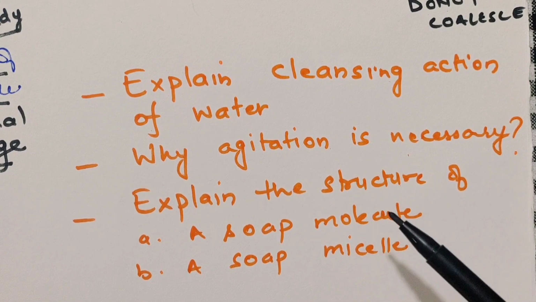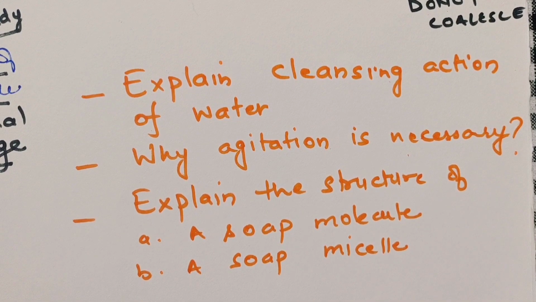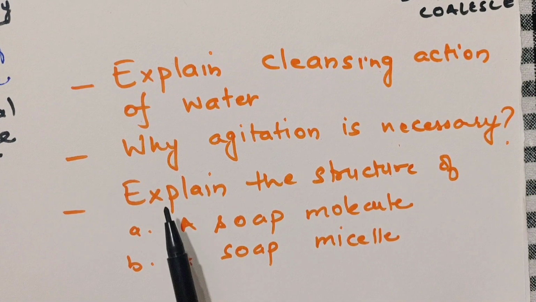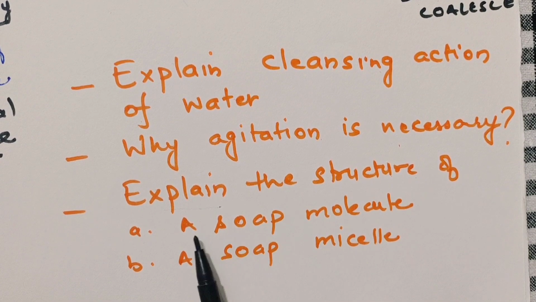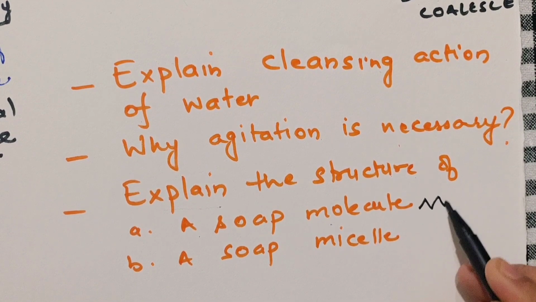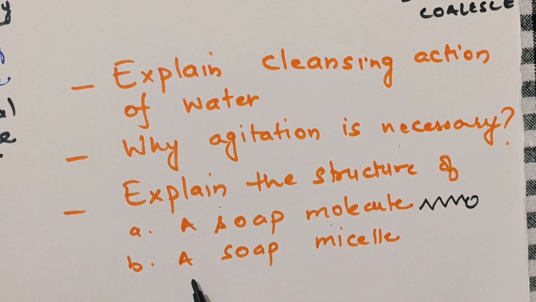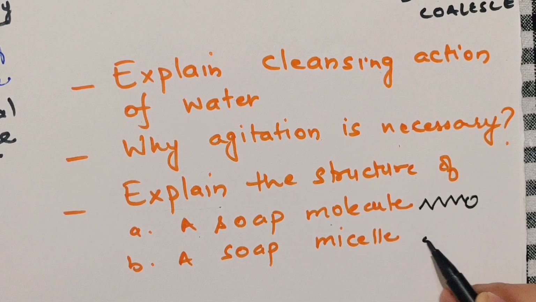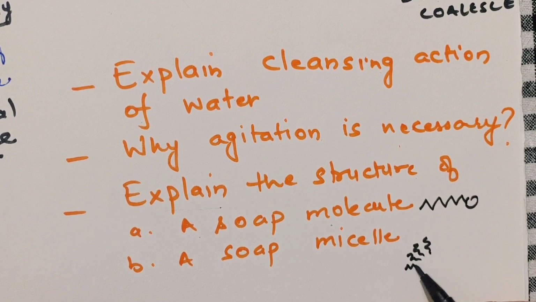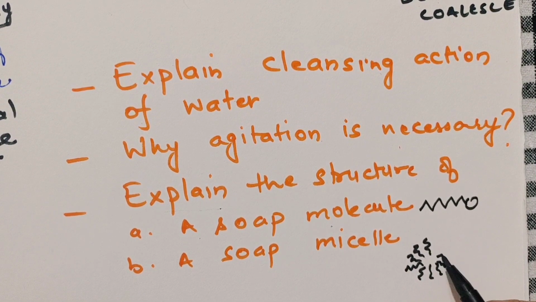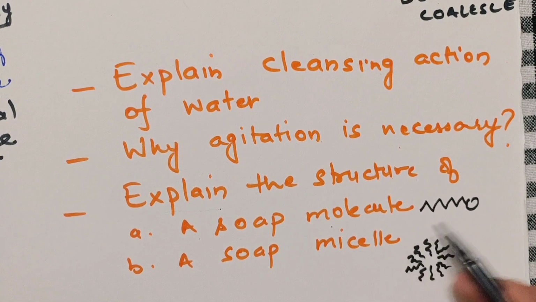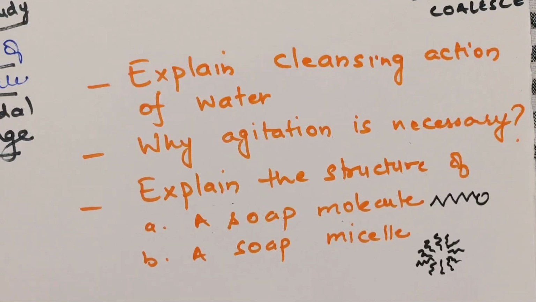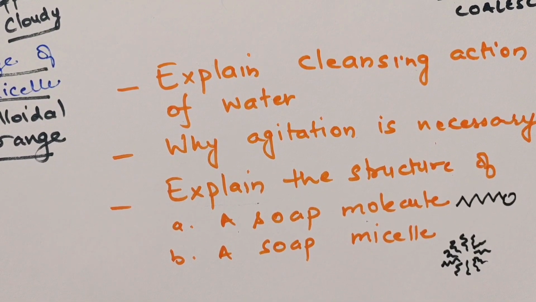Agitation is necessary to pull off the micelle from the fabric, right? So that it can then be rinsed away from the fabric. Explain the structure of soap molecule. Here you would explain this thing. And soap micelle, here you would explain the cluster that it forms with hydrophobic part inside and hydrophilic part outside. So these are the most commonly asked questions from this topic.